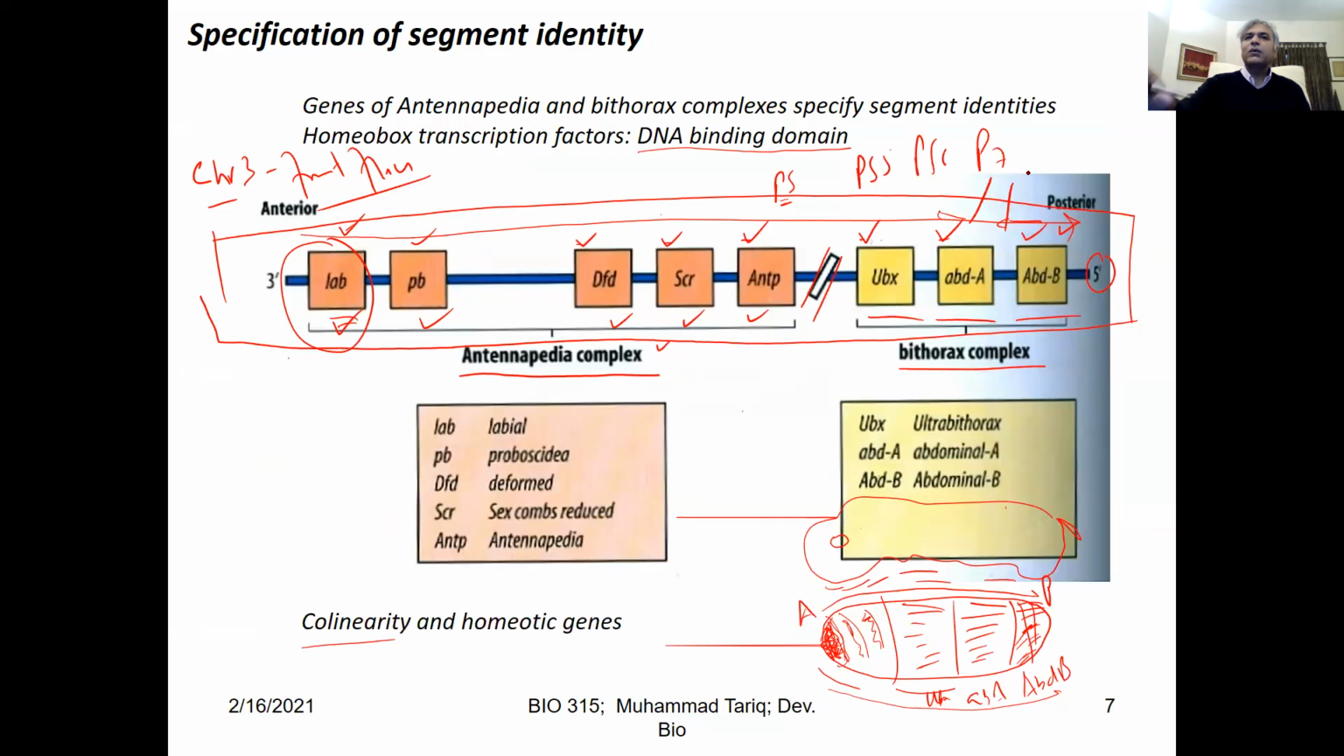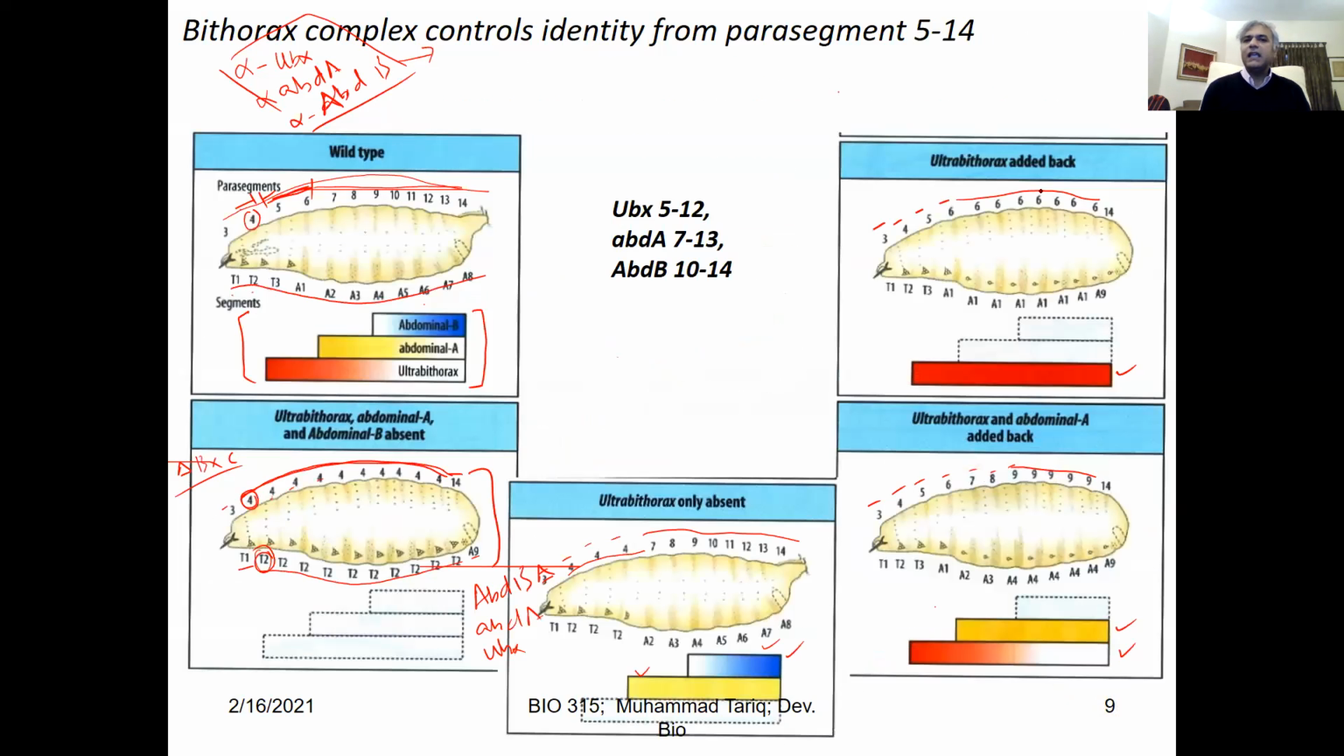And so what is happening? The genes are inhibiting. The most posterior gene is ABDB. It is inhibiting expression of ABDA. So in parasegments 14, 13, 12, ABDB is expressed and it suppresses ABDA. Similarly, ABDA expresses in 12, 11, 9, 7, etc., and it suppresses UBX. UBX expresses in 5, 6, and suppresses antennapedia.